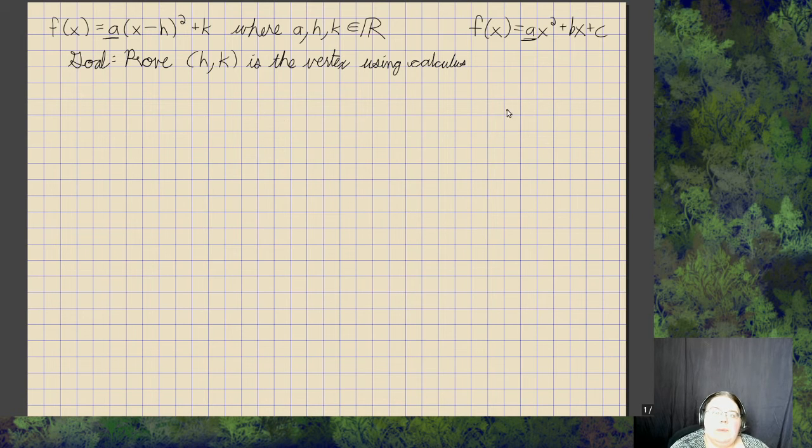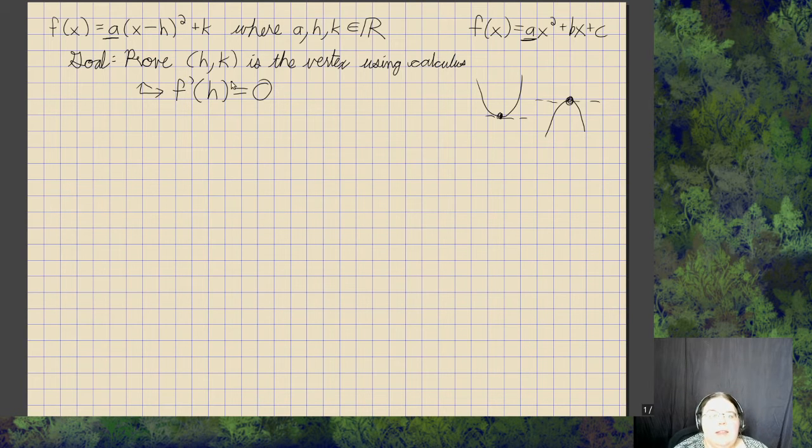I'm going to think about what we did last time. Last time we found that vertex by saying, either it's a minimum or it's a maximum, so the tangent passing through it would have a slope of 0. So the derivative at that vertex should be 0. If I can show that, I can work backwards to get to that vertex. So what we're saying is that the derivative at h should be equal to 0.